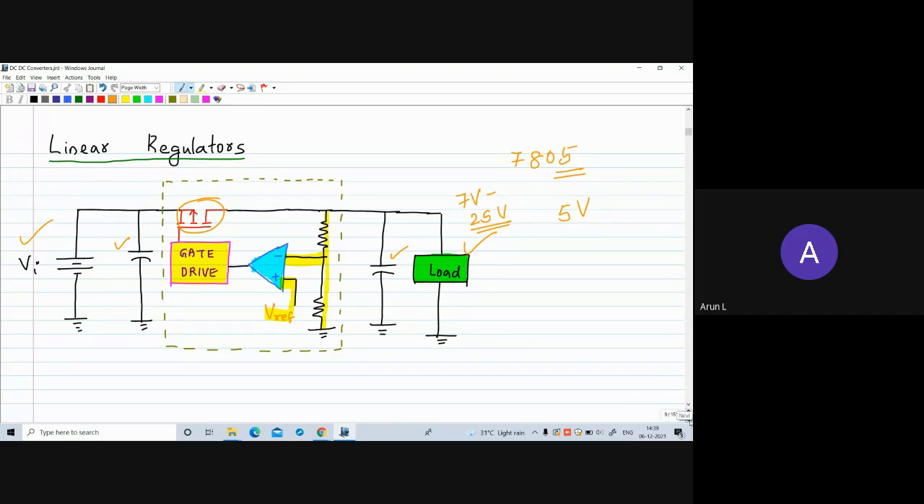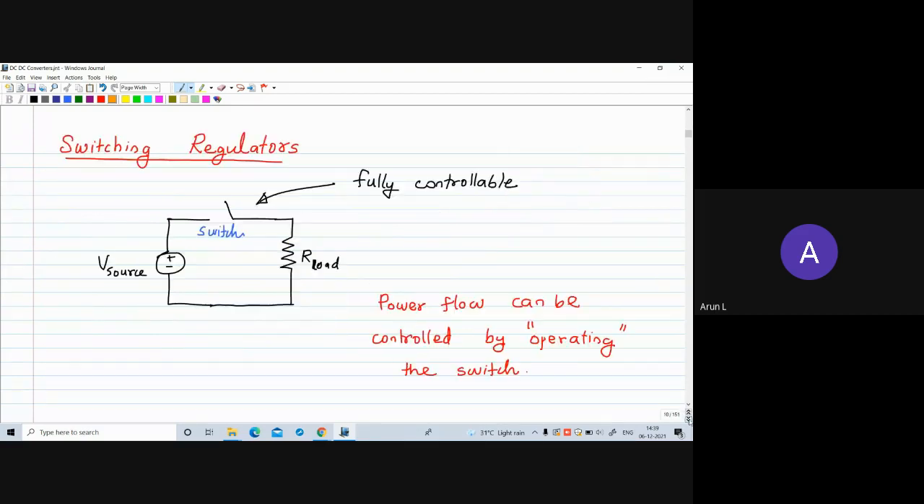So people have devised another topology using switching regulators. In switching regulators, instead of using the solid state device in the linear region, we will use it as a switch. Either it will be fully turned on or it will be turned off, either on or off.